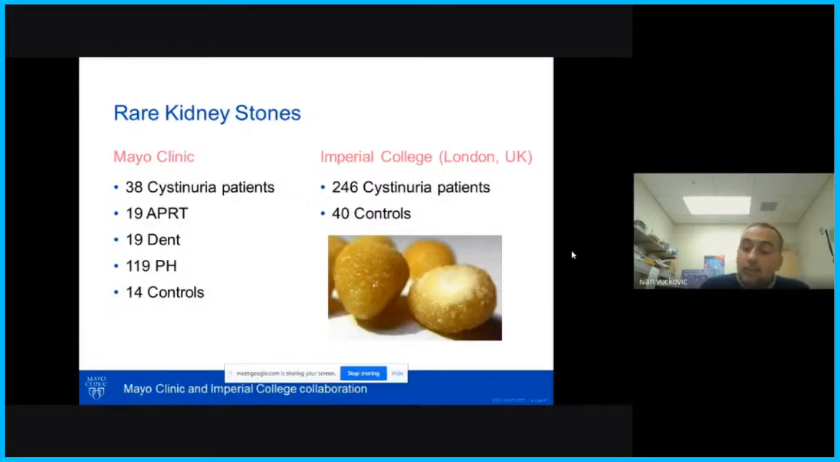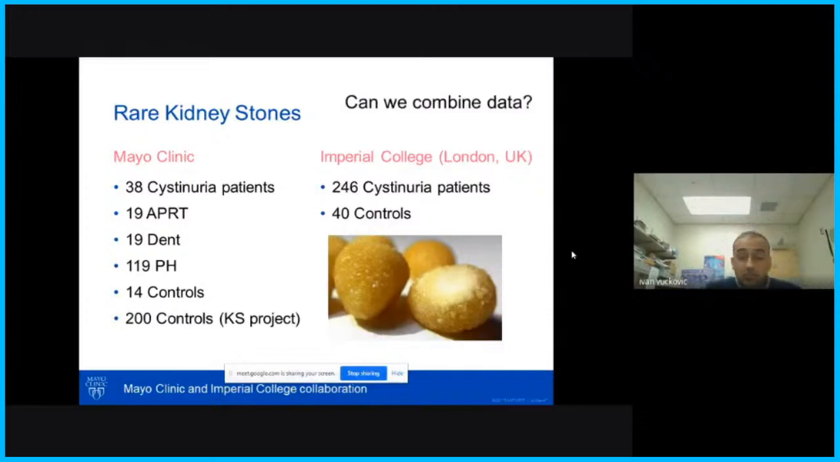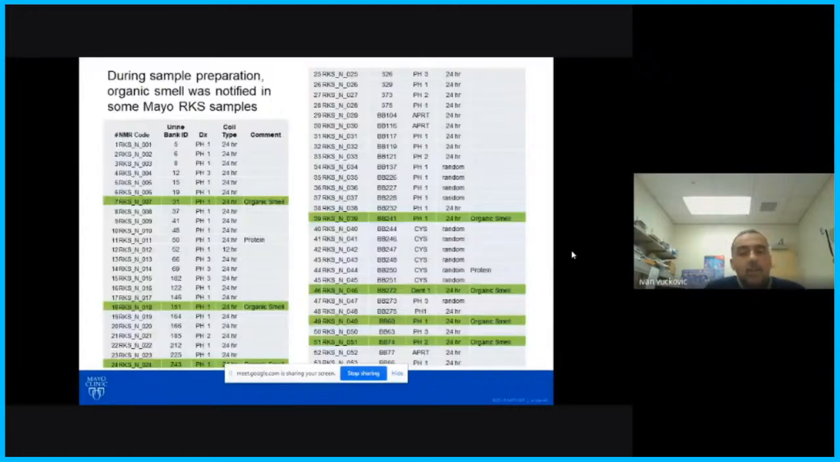And we were wondering if we can combine results in a way that we use the raw data acquired at two different sites, something that no one has done before at this scale. So to match the numbers of controls and the cystinuria patients, we use 200 controls from the previous project. And in order to combine the data, I knew that we have to solve a couple of problems.